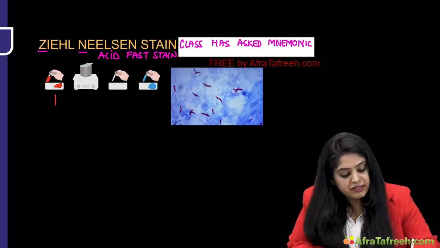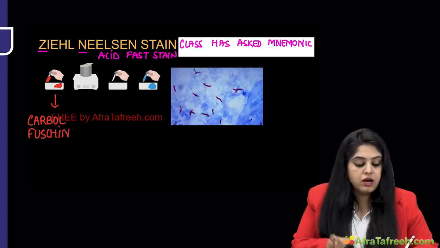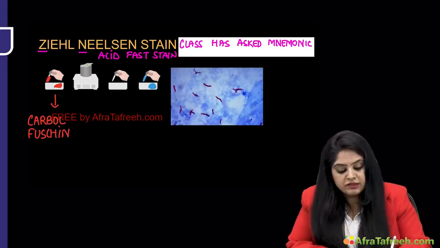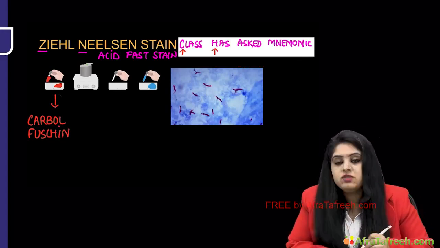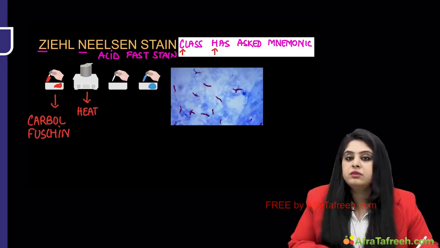The first thing that is added is going to be a reddish color stain called carbol fuchsin. The first one is going to be carbol fuchsin. Carbol means it has some phenol element, right? So carbol fuchsin, that is the C. The next one is H, and that is going to be heating. You can see you've put it on some apparatus to heat it. So the next one is heat.